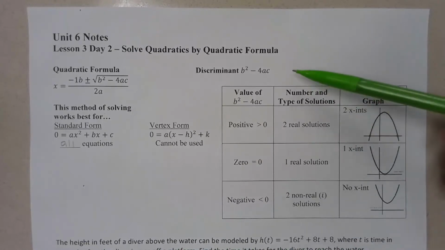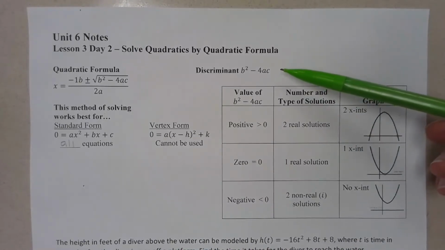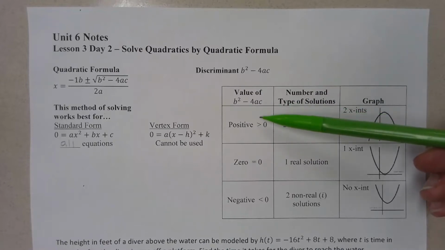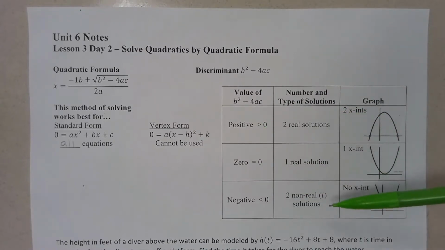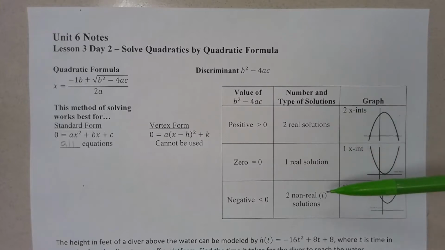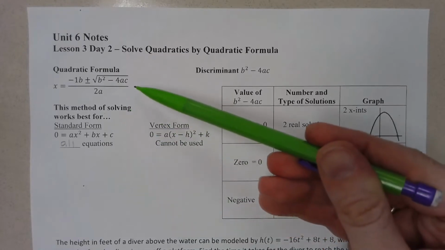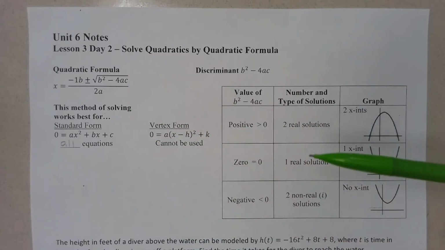You should have previously worked with the discriminant, b squared minus 4ac. Based on the value of the discriminant, we can determine the number and type of solutions, and we also can determine, if we were to graph it, how many x-intercepts the graph would have. By using the quadratic formula, you're actually going to be able to determine those actual solutions. Let's look at our first example.